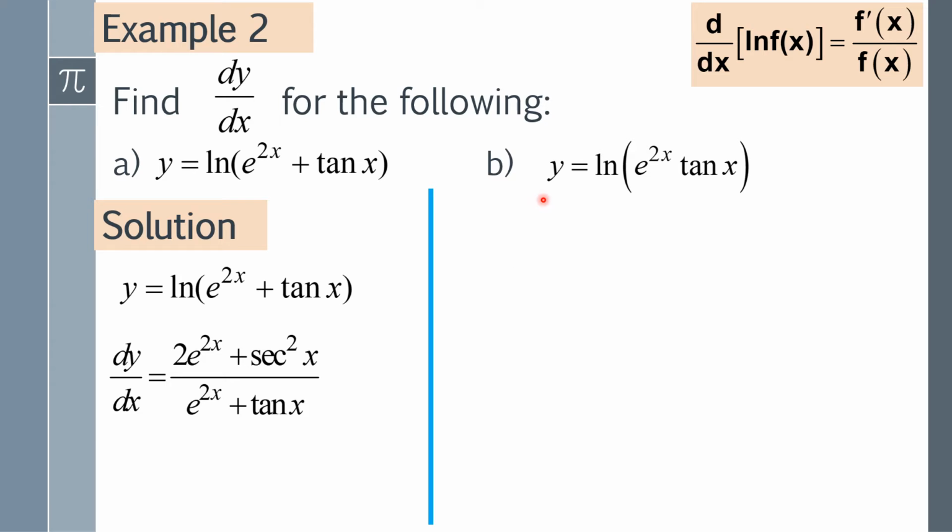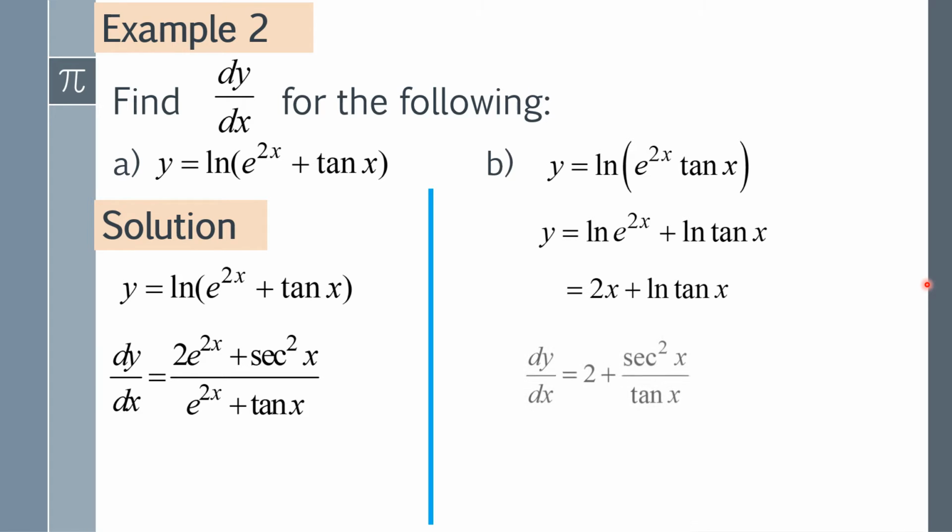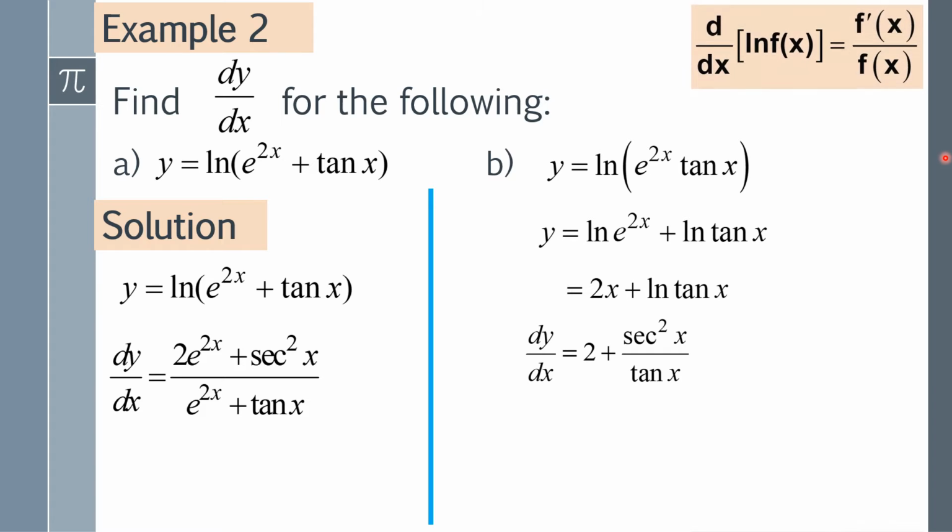For the next question, we will use the law of log. We split into two functions: ln of (e to the power of 2x times tangent x) becomes ln e to the power of 2x plus ln tangent x. Again, for ln e to the power of 2x, we use the law of logarithm, and we have 2x plus ln tangent x. After that, we differentiate with respect to x. Differentiate 2x, we get 2. Differentiate ln tangent x, again we use this formula.